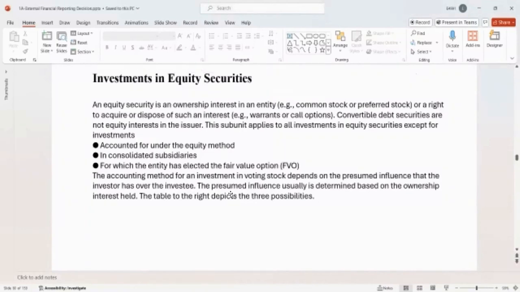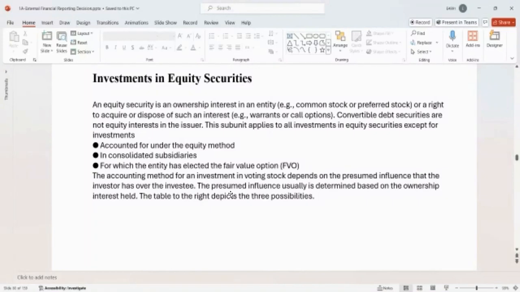Investment in equity securities. An equity security is an ownership interest in an entity, common stock or preferred stock, or a right to acquire or dispose of such an interest, warrants or call options. Convertible debt securities are not equity interests in the issuer. This subunit applies to all investments in equity securities except for investments accounted for under the equity method, consolidated subsidiaries, and those for which the entity has elected the fair value option, FVO.